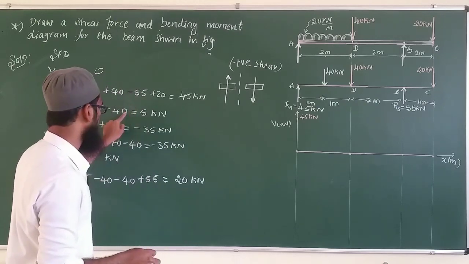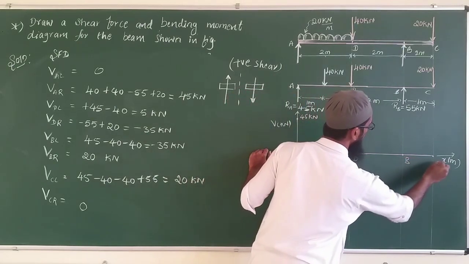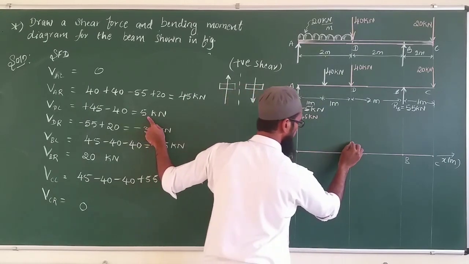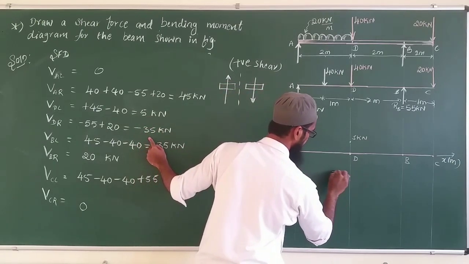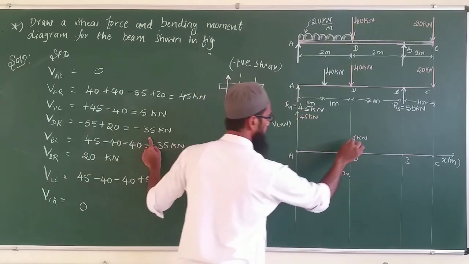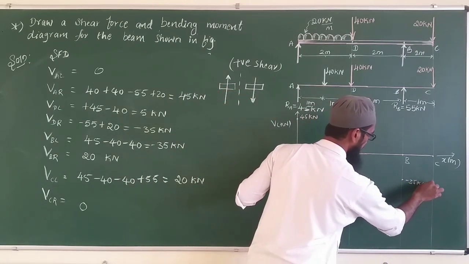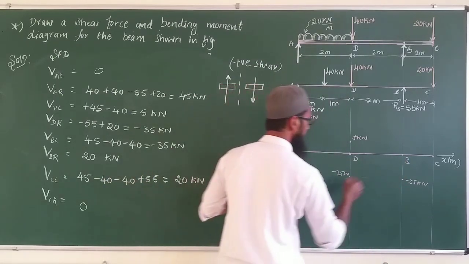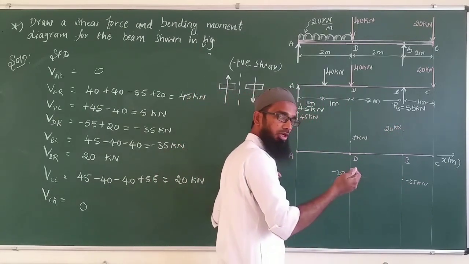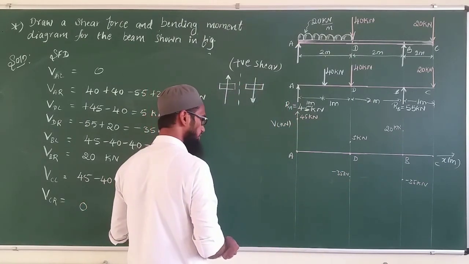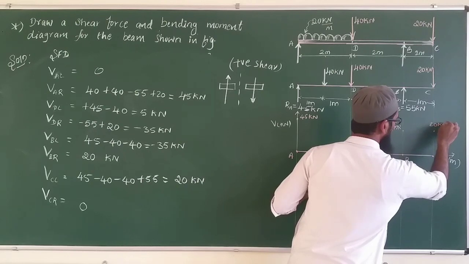Again at D, 5 kilonewton, then minus 35. This is point D, this is A, this is my point B, this is C. At point D, 5 is there, so somewhere here, and again it comes to minus 35, this is minus 35 kilonewton, this is plus 5. Again minus 35 to plus 20, so minus 35 is on the same straight line, but we have to take it at point B. Again it goes to 20 on this side. The positive value we have to take above that line, the negative value we have to take downward. The last one is plus 20 at point C, and again it reaches 0.